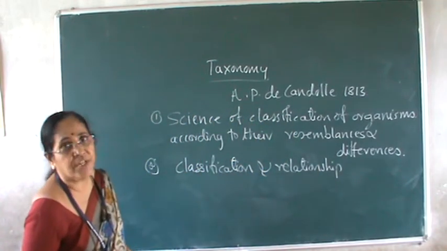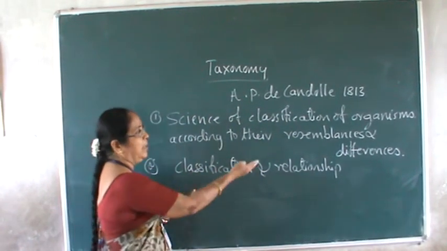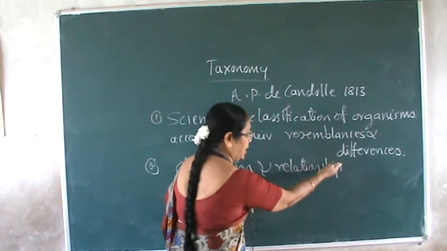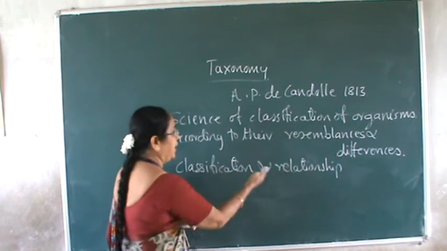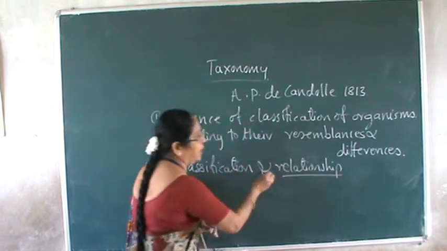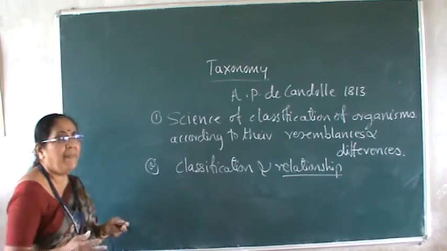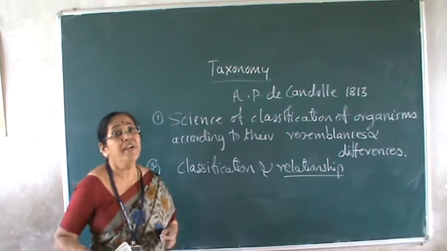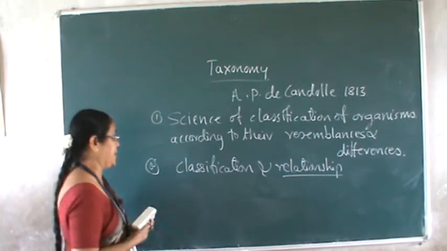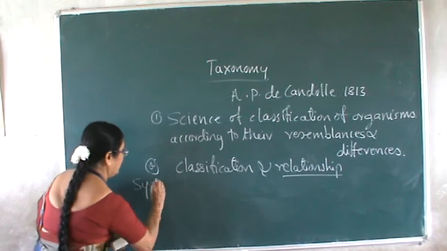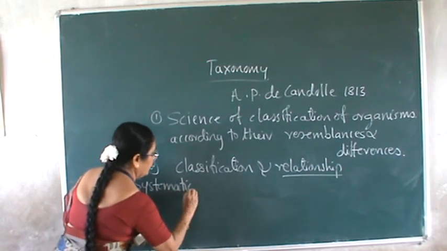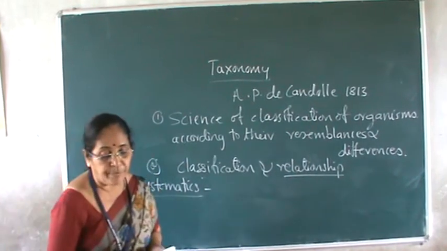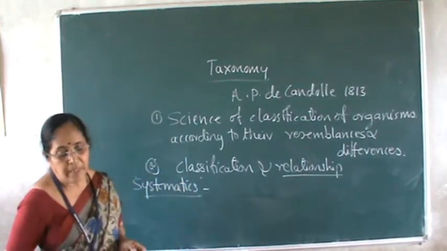Classification and relationship of organisms. Again, it is the same. If you define taxonomy as resemblance and difference, it is the same, and the same word is interpreted as relationship. Whether differences or resemblances, it is ultimately the classification of organisms. Generally, we use another terminology called systematics, which is generally used as a synonym for taxonomy, but it is not a synonym.